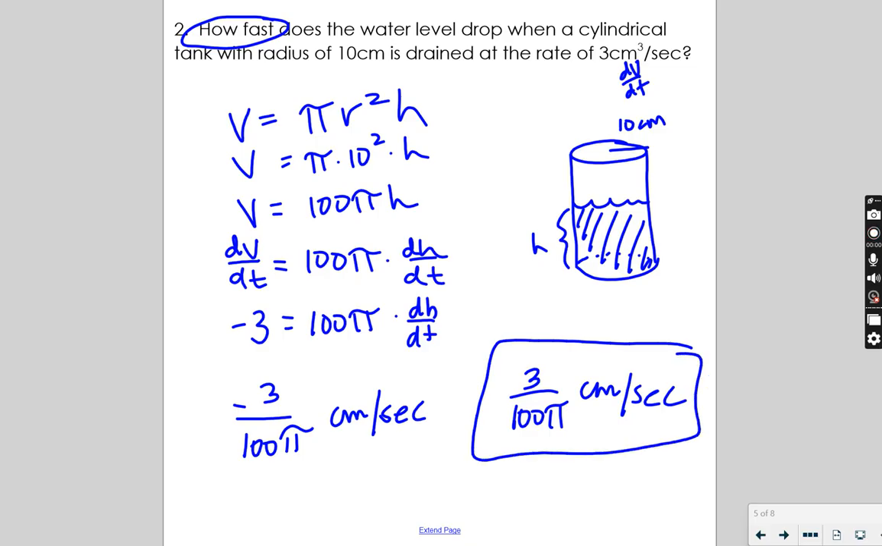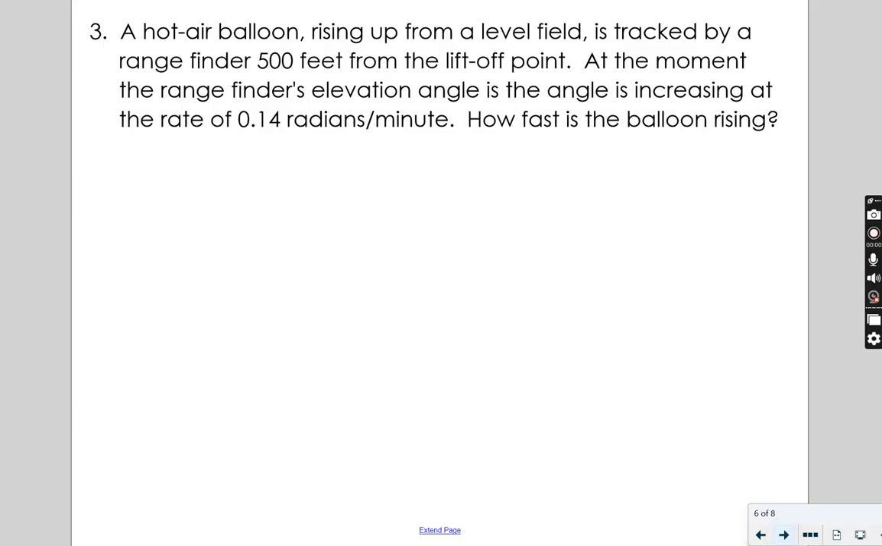All right, number 3. A hot air balloon rising up from a level field is tracked by a rangefinder 500 feet from the liftoff point. At the moment, the rangefinder's elevation angle is pi over 4. There should be a pi over 4 here. It did not print. The angle is increasing at a rate of 0.14 radians per minute. How fast is the balloon rising?